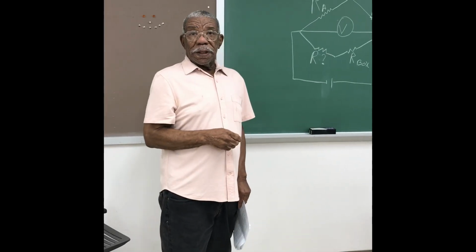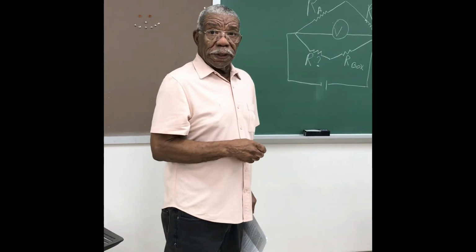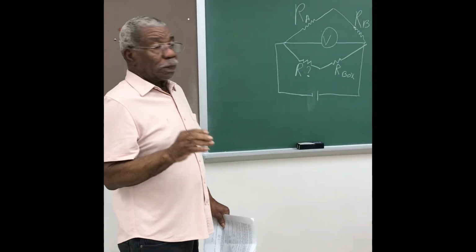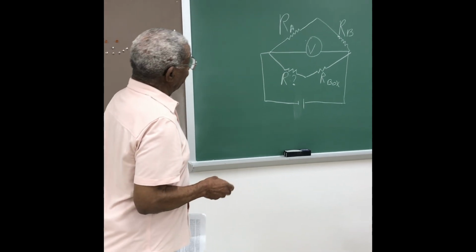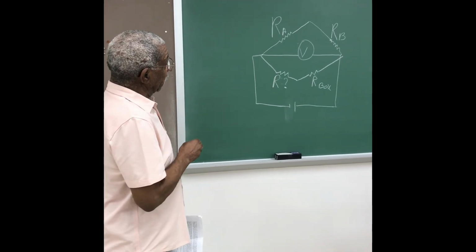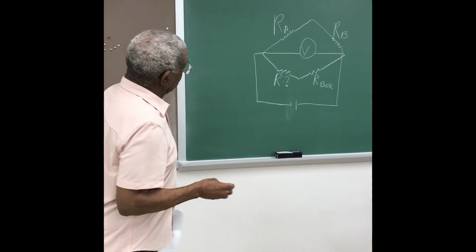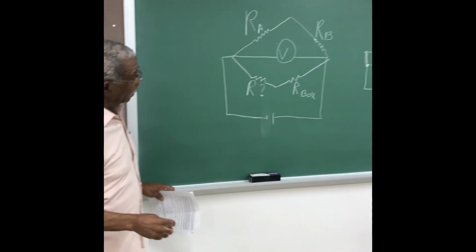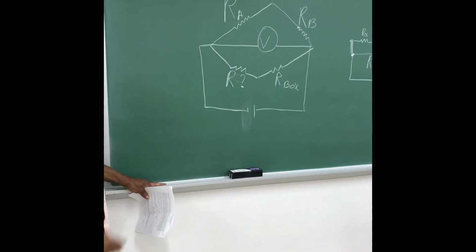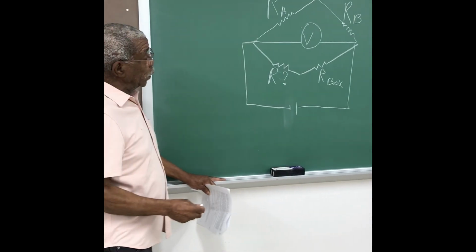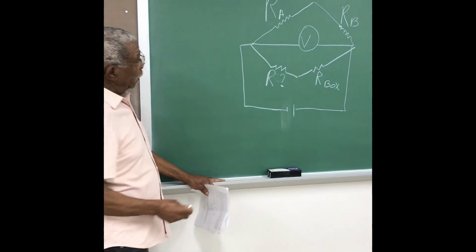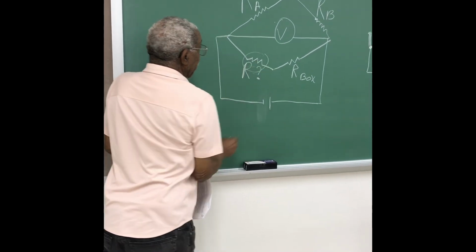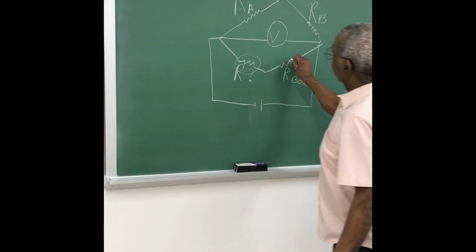Class, our next lab will be on a Wheatstone Bridge. I'm going to briefly explain what a Wheatstone Bridge is, and after I do this explanation, we'll start our lab. A Wheatstone Bridge is equipment that will measure unknown resistance. And so we'll say that this is an unknown resistance, and we have this bridge set up.